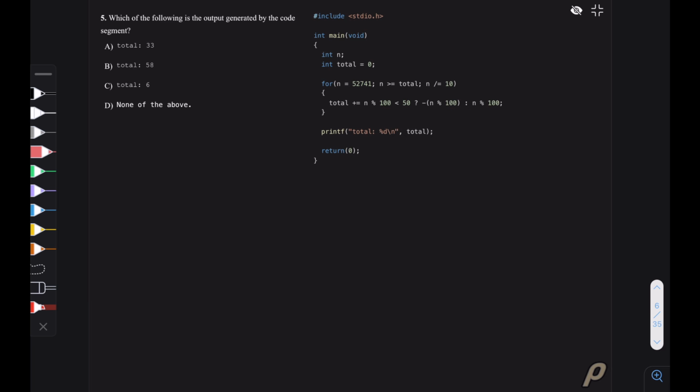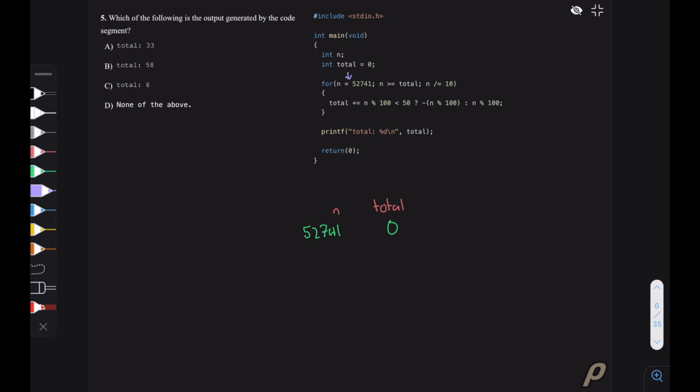So in this question, it looks like we just have a singular main. So we want to track our n and our total through this code here. So n starts out uninitialized and total is 0. And then when we jump into this for loop here, the first thing we do is we initialize n to be this large number.